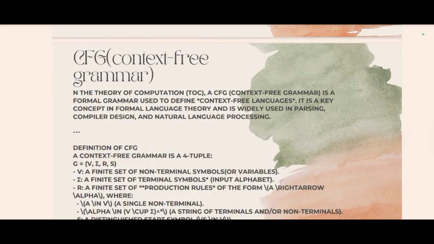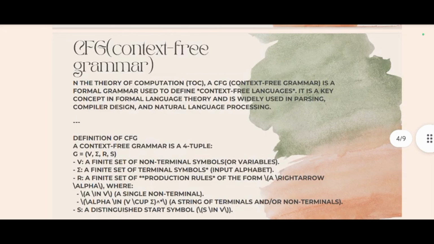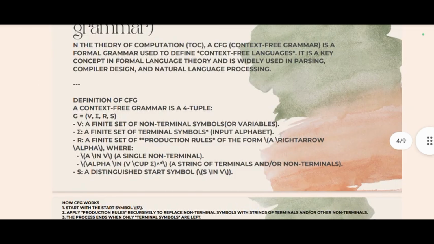Context-free grammar. In the theory of computation, a CFG is a formal grammar used to define context-free languages. It is a key concept in formal language theory and is widely used in parsing, compiler design, and natural language processing. Definition of CFG. A context-free grammar is a four-tuple that includes a finite set of non-terminal symbols, a finite set of terminal symbols, a finite set of production rules, and a distinguished start symbol.